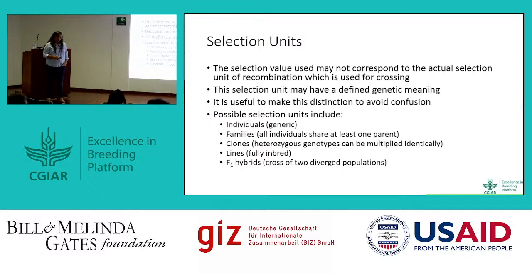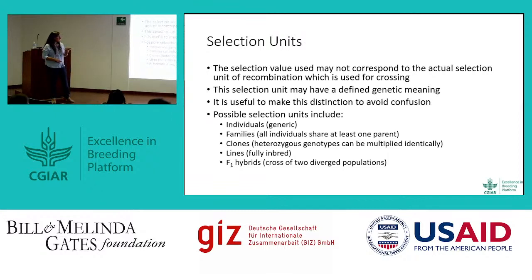The final point is that we have this idea of selection values, and we have the idea of their surrogates. The thing you actually select might not literally reflect the selection value. So it's important that we keep specialized vocabulary to refer to the actual selection unit of recombination that's used for crossing. All right? So the selection unit probably has a defined genetic meaning, and we can make a distinction to avoid confusion. So you might be actually selecting to make your cross an individual, which is pretty generic. You could specify that you're selecting families, and that means that all individuals share at least one parent. So by saying it's a family, you've actually specified that they have a genetic relationship.